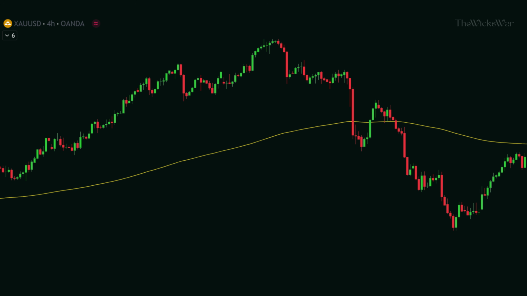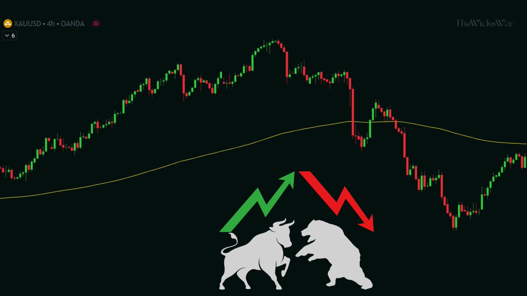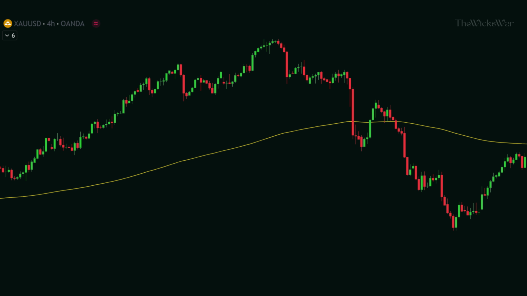Welcome to this deep dive into the 200 EMA, one of the most respected and widely used moving averages in all of trading. The 200 EMA isn't just another line on the chart. It's a dynamic tool that tells you a lot about the market's long-term trend and momentum. Institutions, hedge funds, and professional traders all monitor the 200 EMA because it often acts as a line between bullish and bearish market sentiment. Let's break it down from the ground up.